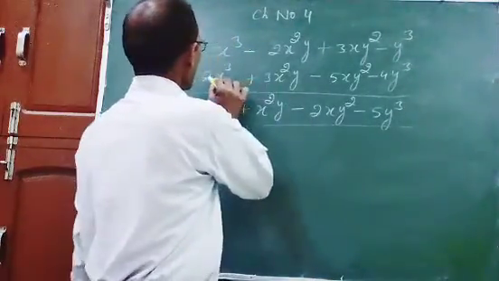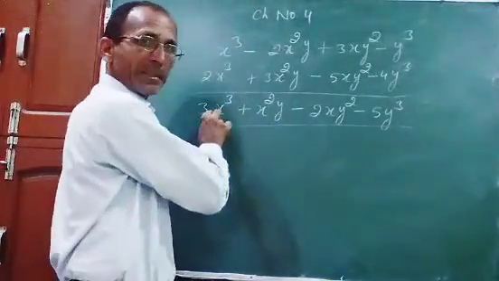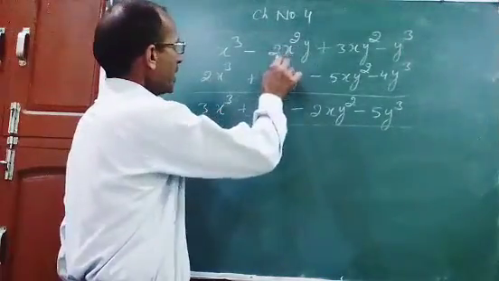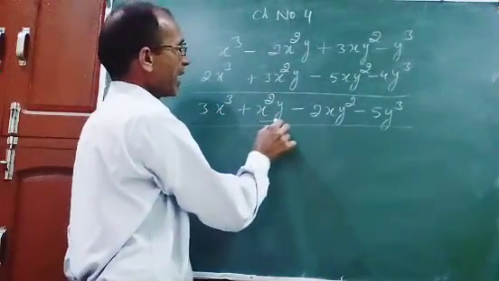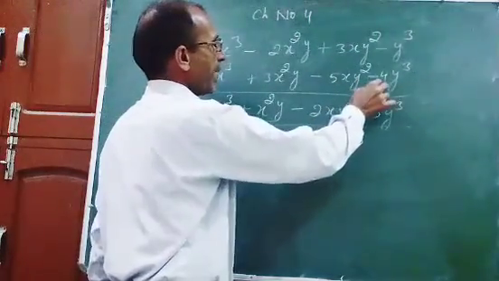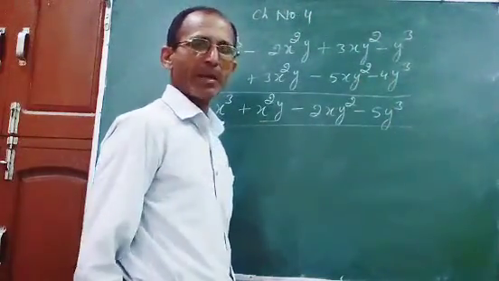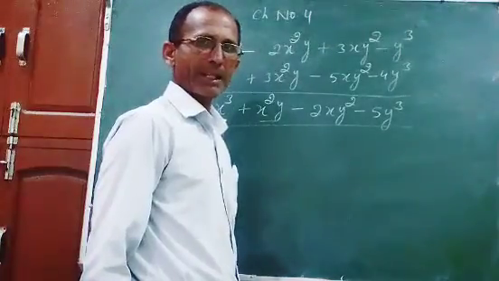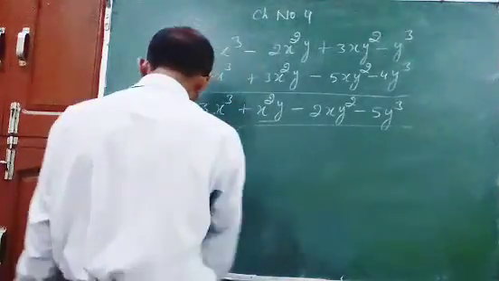Once again, 2 and 1: 3x cube, minus 2 plus 3 x square y, minus 5 plus 3 is minus 2xy square, minus 4 minus 1 is minus 5y cube. Any doubt? Okay. Next question.